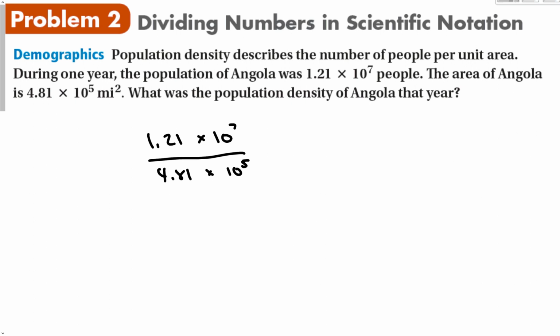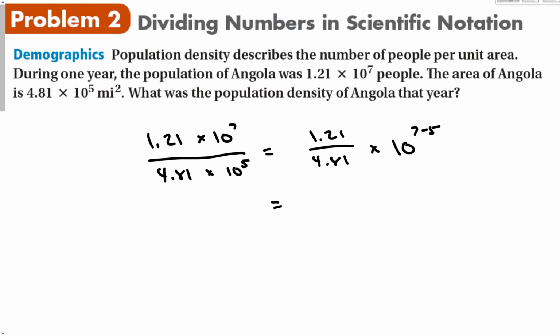Okay. So I can rewrite this. First, I'm going to have to divide the numbers because I need to know what 1.21 divided by 4.81 is, times 10 to the 7 minus 5 power. So instead of turning these into big numbers, we can manipulate them in scientific notation the way they are.